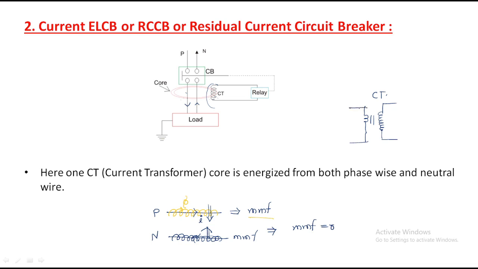Generally, for high currents we don't have ammeters. We shift these high currents to low currents, and for measuring the low currents, ammeters are available. What is an ammeter? An ammeter is used to measure current. That's why we are using the current transformer here.